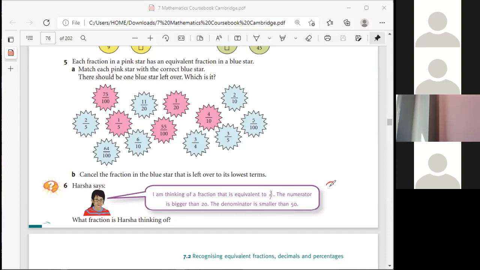Can I take 21, bigger than 20? 7 3s is 21, and smaller than 50, 49. So 7 3s will be 21 and 7 7s will be 49. So I will get 3/7 if I cut this. Correct? Everybody, are you understanding? So what fraction is she thinking of? She is thinking of 21/49.